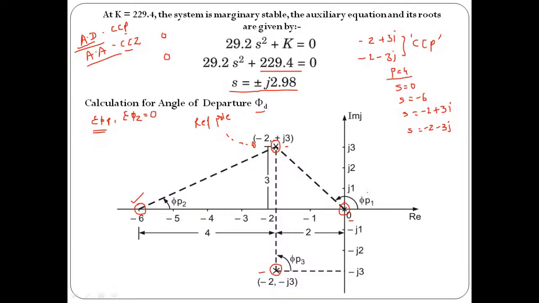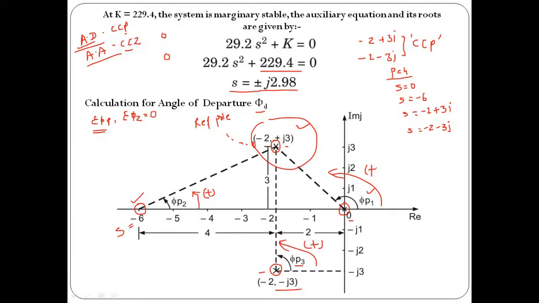For example, this phi p1 is nothing but the angle subtended by the pole available at the origin with respect to the reference pole. In the same way, phi p3 indicates the angle subtended by -2 minus 3j with respect to the reference pole. In the same way, phi p2 is nothing but the angle made by the pole available at s equals -6 with respect to the reference pole. And remember one thing, whenever we calculate the angle in the anti-clockwise direction, all the angles are going to be positive. See, this is anti-clockwise, so positive. This is anti-clockwise, hence positive.